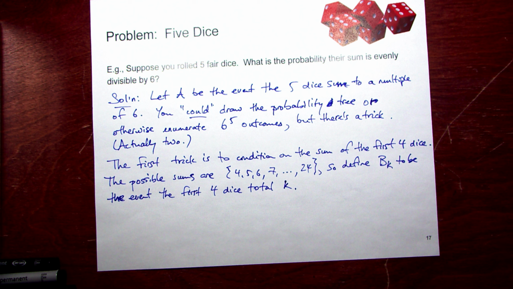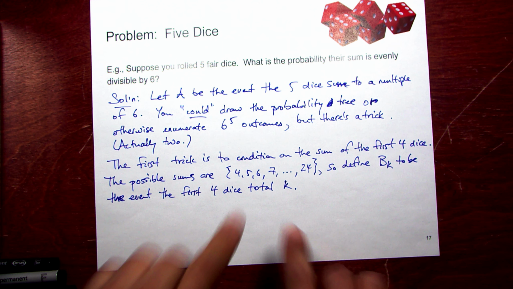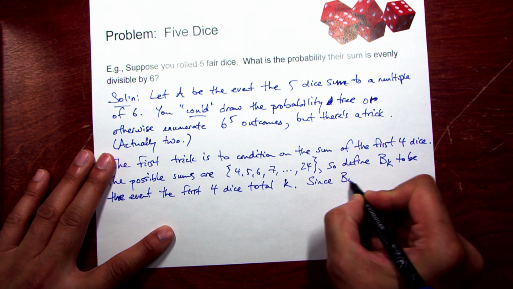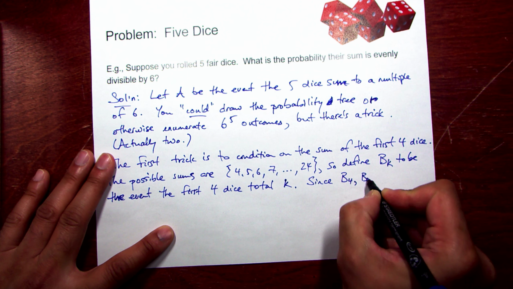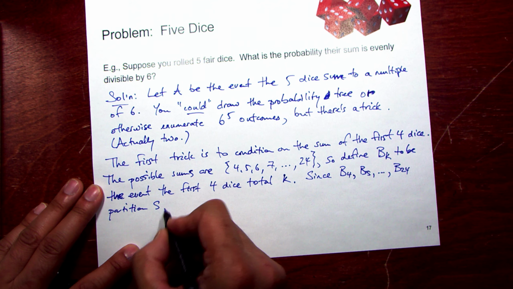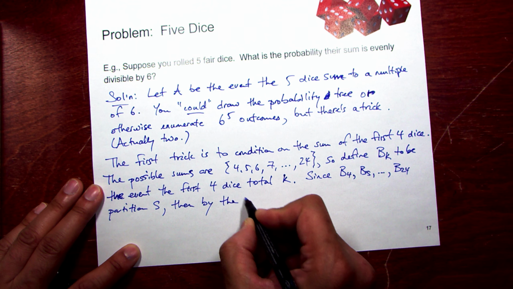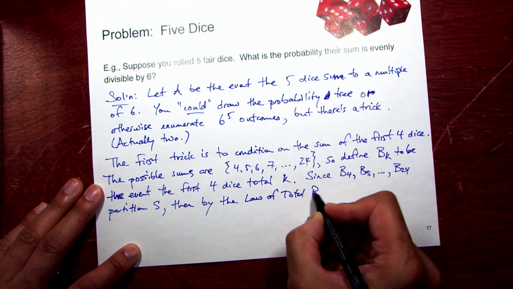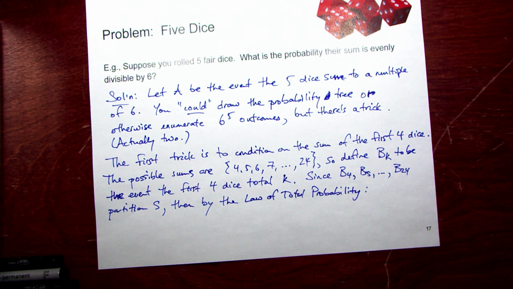What's the probability of A now? Let's focus on this. Okay, there are 21 events here, and one of these things has to occur, and only one. So each of these B4 through B24 partition the sample space. Then we can use the law of total probability on these 21 events.